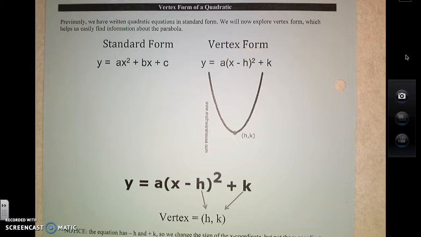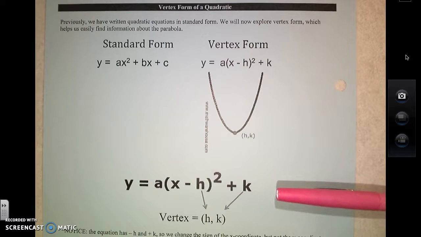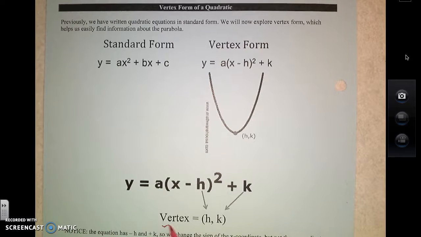Standard form, if you remember, is y equals ax squared plus bx plus c. Remember, that can also be equal to 0 depending on the situation. Vertex form is in two spots for you here. We're going to see it here underneath vertex form and down here. Vertex form is a times the quantity x minus h squared plus k. When it's in this form, this gives us the vertex. H comma k is going to be the vertex. You can see that here.